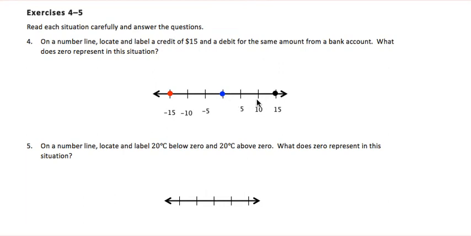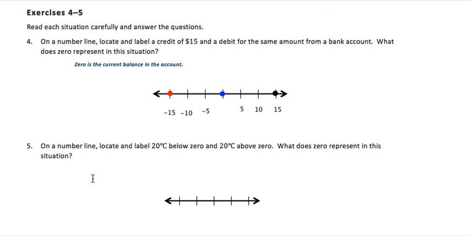The credit, which increases the account by 15, is the point in black, and the debit, which decreases the account by 15, because it says the same amount, is in red. 0 in this situation represents the current balance, just like we talked about before. 0 is the current balance in the account, which we don't know, but we also know that the credit will increase it by 15 and the debit would decrease it by 15.